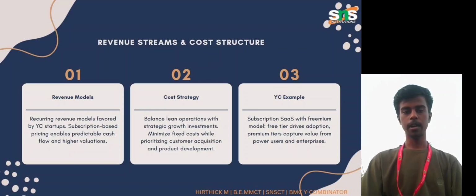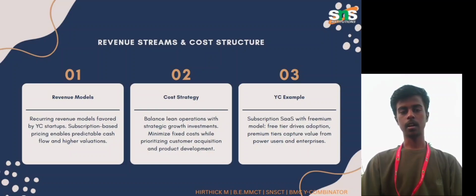Hello everyone. Today we are going to see revenue streams and cost structure of Y-Combinator. In revenue models, the focus is on recurring revenues like monthly incomes. Example, subscription-based SaaS. Users pay regularly and give predictable cash flow. Investors prefer this. It is important because stable income means easier scaling plus better funding chances.